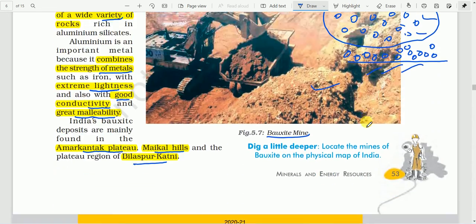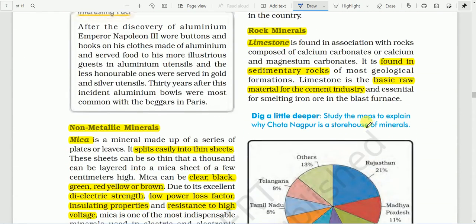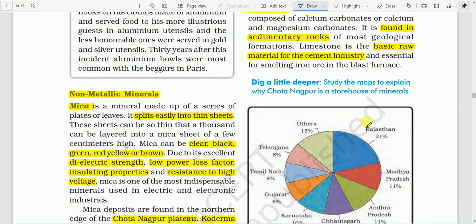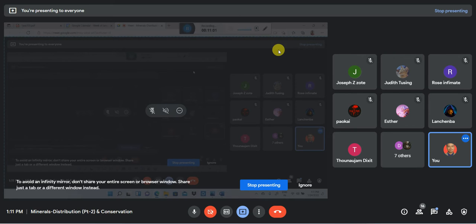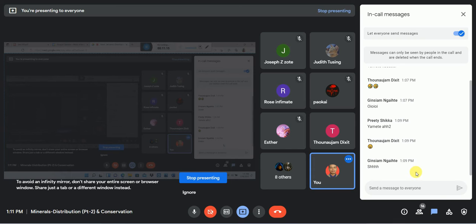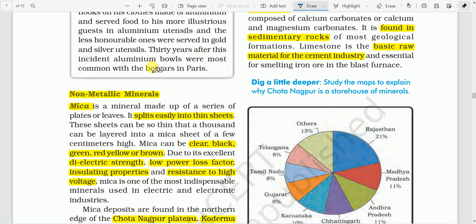Up to here, any query, boys and girls? Do you have any question? Boys and girls, are you connected? Okay, if you don't have questions, let us continue.